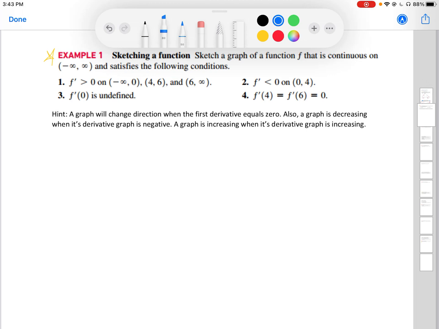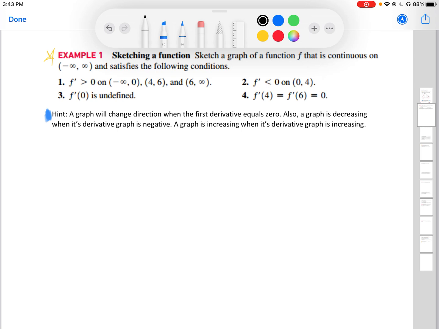Okay, so here's a little hint. A graph will change direction when the first derivative equals 0. Also, the graph is decreasing when its derivative graph is negative. Also, a graph is increasing when its derivative graph is positive. All right, so let's take a look at our graph.